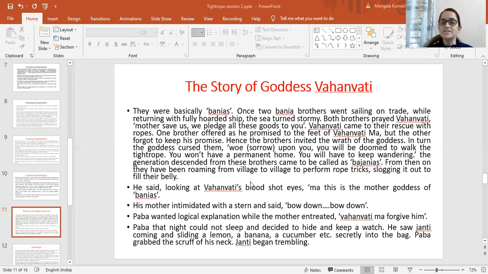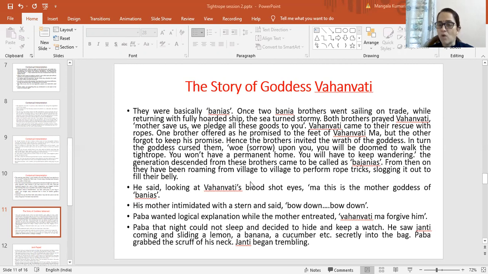The generation descended from these two brothers came to be called as Bajanias. From that moment on, Banyas became Bajanias. These descendants, only descendants from these two brothers. Okay, and the rest of the Banyas remained as Banyas, higher caste. So these two brothers, descendants, came to be called as Bajanias because of the mistake, because of the wrong done to Vahanvati Mother. Okay, and Mother Goddess.